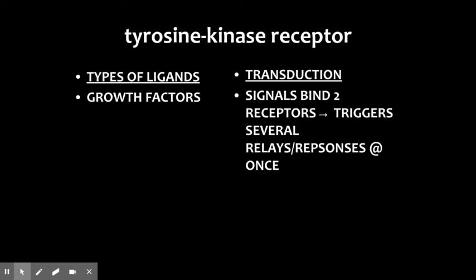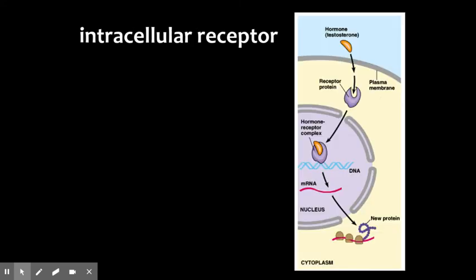So anytime we talk about transduction and cellular responses, just keep that mental image of the dominoes in your head. It's a domino effect. One molecule activates another and another and another until at the very end we have some sort of cellular response. All right, finally we have the intracellular receptor.